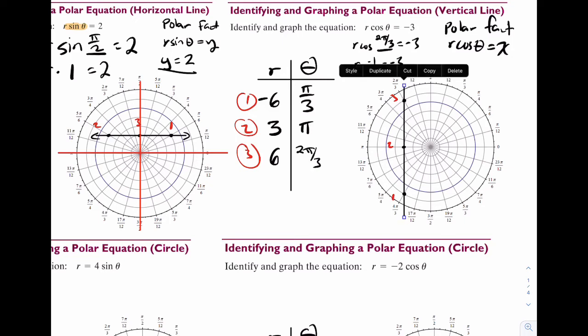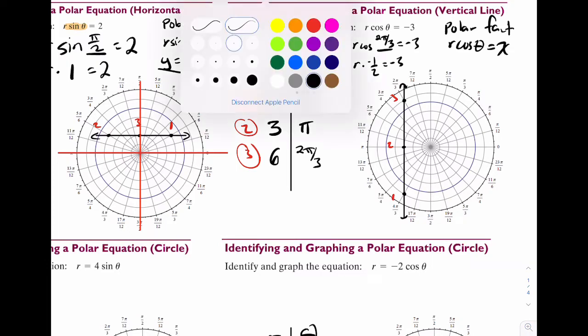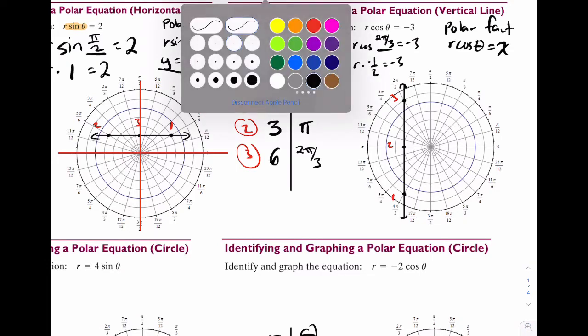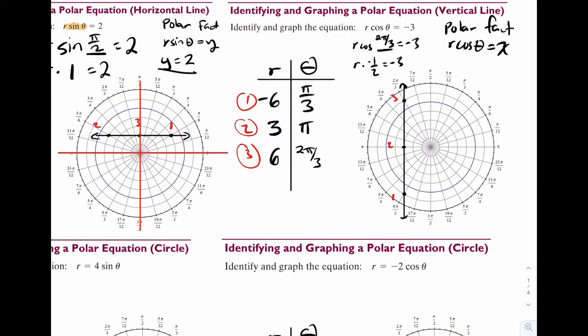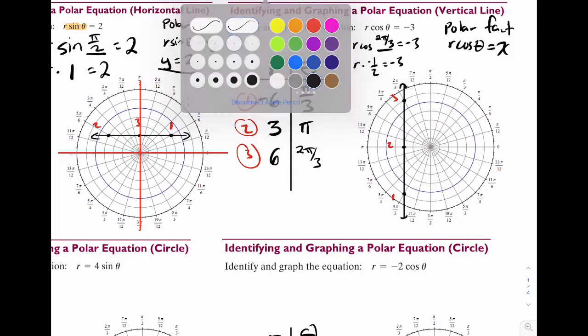And there it is. Now, a lot of people ask, how do you know what coordinates to pick? And again, we're trying to pick things that make nice numbers, like half or 1. But you'll notice that I did not pick 5 pi over 3.